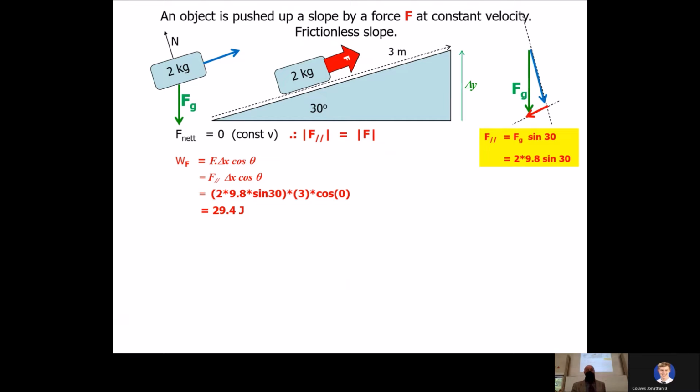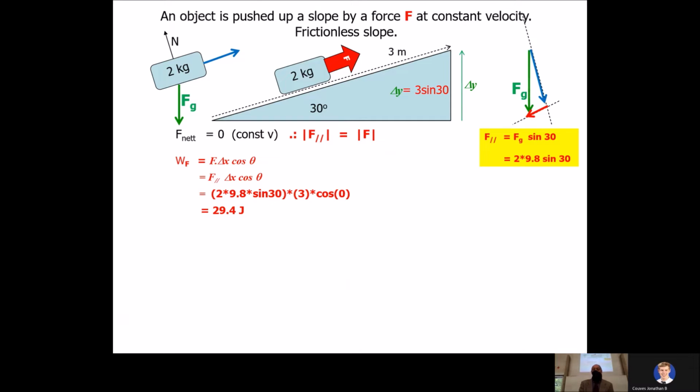Right. So that's the work done by the force F. What would be the work done by the force parallel? Same. Just it would be negative. Why would it be negative? Where would the negative come from? The 180. Because the force parallel is down the slope and the object's moving up the slope. So the angle between the displacement and the force would be 180 degrees.